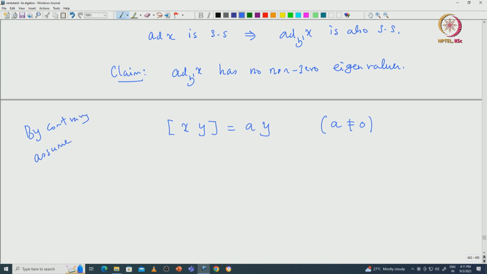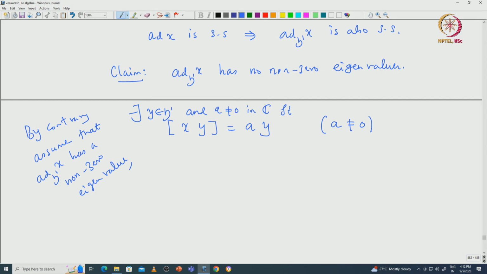Assume that ad x on H' has a non-zero eigenvalue. So, that means there exists y in H' and a non-zero a in C such that this equation holds. This equation can be read as follows. Since this y is an element of H', we know that ad y on H' is also semisimple.